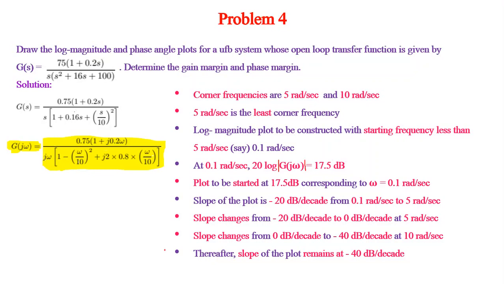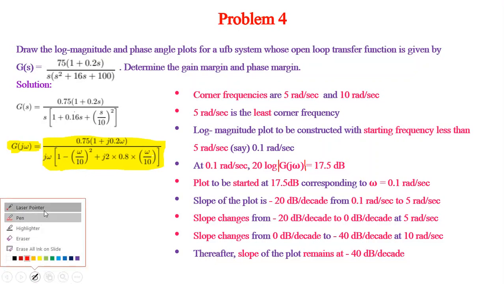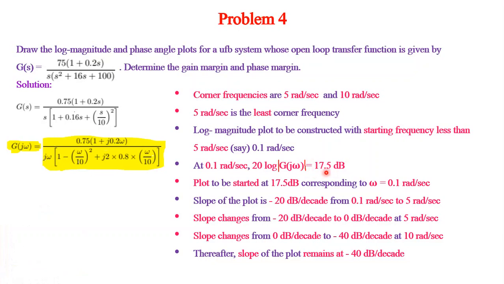So 20 logarithm of modulus of G(jω) is 17.5 dB. Very easy to calculate this, because when we calculate at 0.1 radian per second, this factor and this complex conjugate pole factor will not have any effect, because they are going to affect the Bode plot only from 5 and 10 radian per second respectively. Therefore, when I calculate at 0.1, the factors influencing are 0.75 and this 1 by jω.